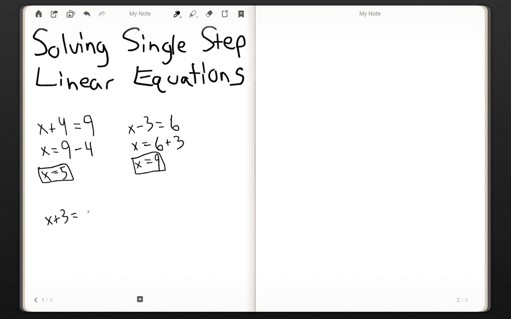X plus 3 equals negative 4. Move the 3 to the other side. X equals negative 4 minus 3. X equals negative 7.